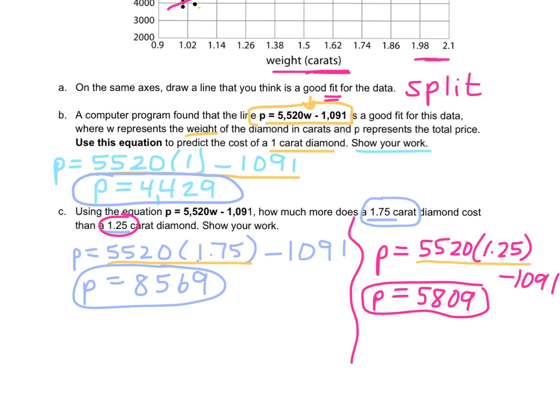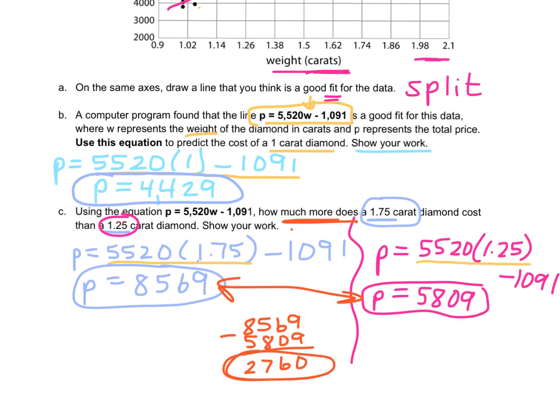Now the question says, how much more does that bigger diamond cost compared to the little diamond? So these two numbers here, I have to subtract them because I want to know how much more the bigger diamond is. So my final step would be to subtract those values to find out how much more that bigger diamond would be. And when I subtract those values, I get 2,760.